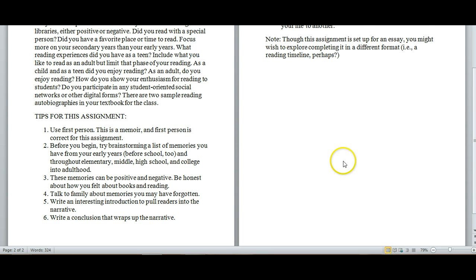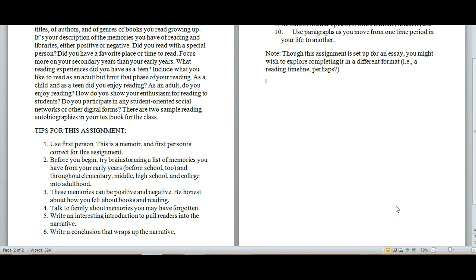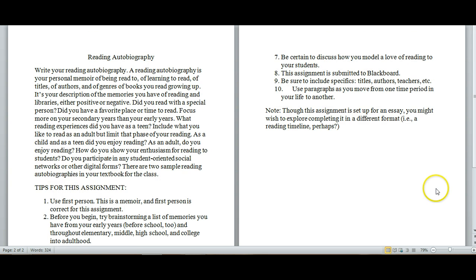If you're going to write a traditional essay or a traditional reading autobiography, you should have an interesting introduction and a conclusion that kind of brings us to where you are today. I think it's important that you discuss how you model a love of reading to your students. That's bullet number seven right here. I think it's really important.